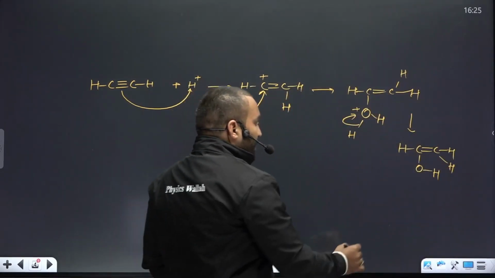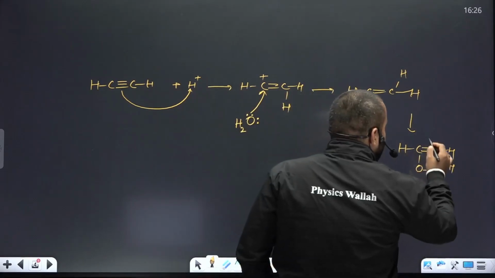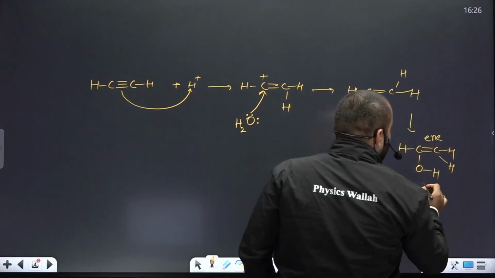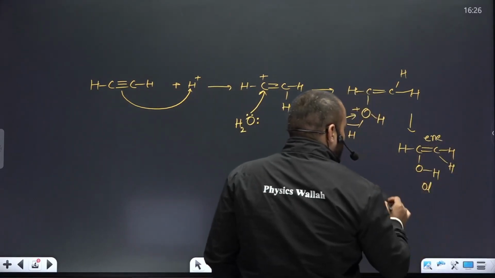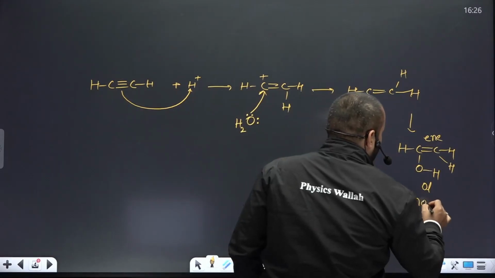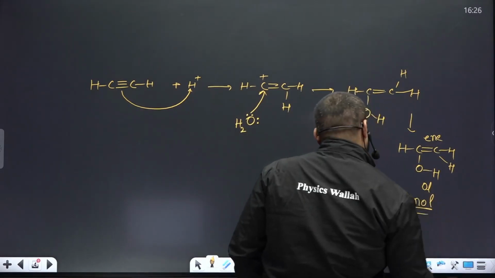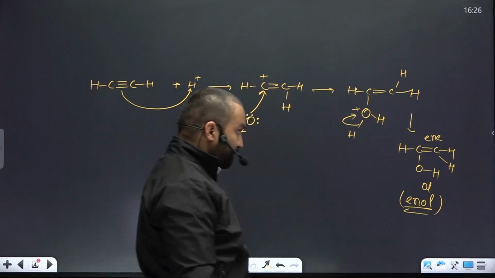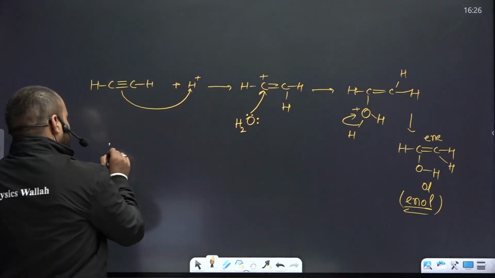Now this molecule contains two functional groups. This is known as the ene functional group and that's known as the ol functional group. So together it will be known as enol. What is it, guys? Enol. Enol it is. We know a process called tautomerism.